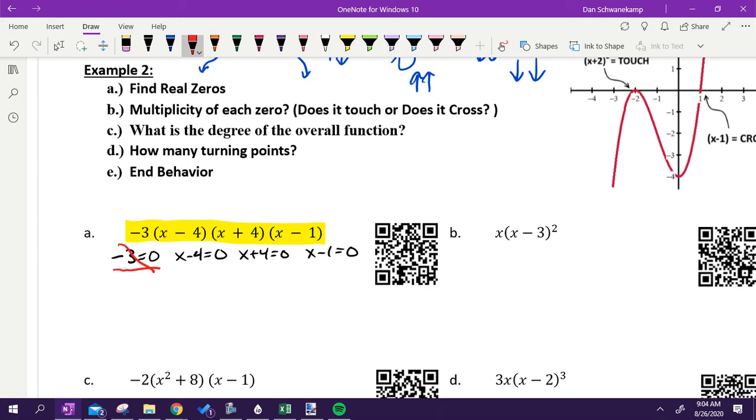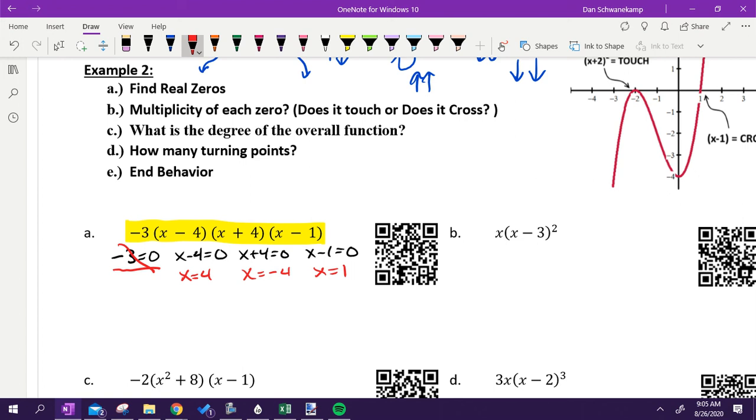And then the other ones we just solve. x equals 4, x equals -4, x equals 1. You don't have to write it all out like that. You could just tell me the answers. I know you're very smart. You don't have to do all that stuff in between. But those are my zeros. Those are the 3 places my graph's going to cross.